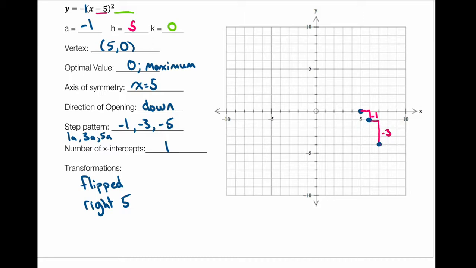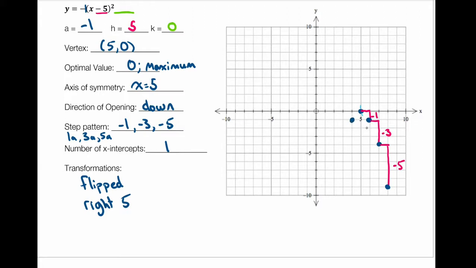My next step again, move to the right 1, and now it tells me to go down 5, or -5. And there's my next point. I could repeat the same steps on the other side, or use symmetry, because again, I should know or remember that this parabola is symmetrical on that axis of symmetry that goes right through that vertex. So everything on the left side is going to be the exact same as on the right side.